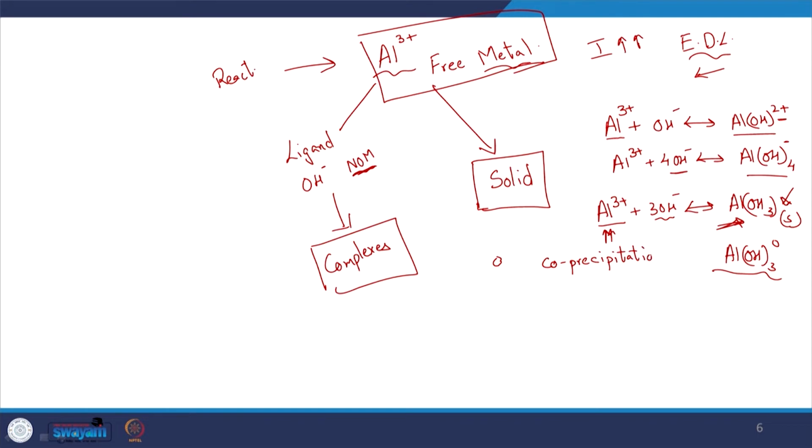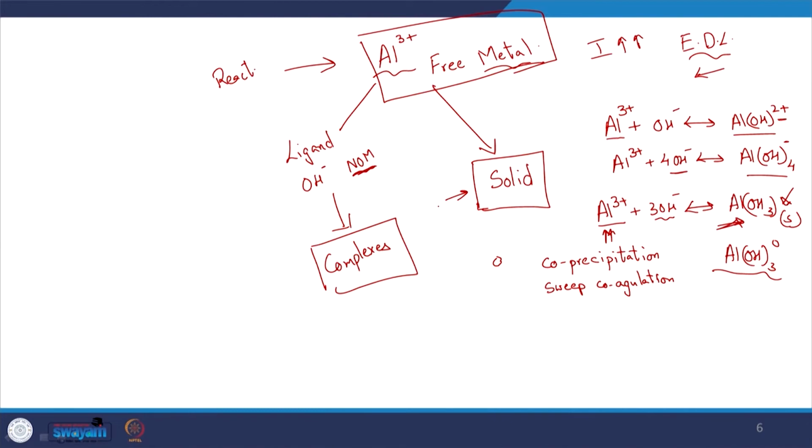It can act as sites where the colloids can adsorb, or this is also called sweep coagulation. Again, please note that they are in balance. It depends: the more Al3+, the more this precipitation will take place. So it is a balance between the free metal, the complexes, and also the precipitate, let us say. That is something to keep in mind.